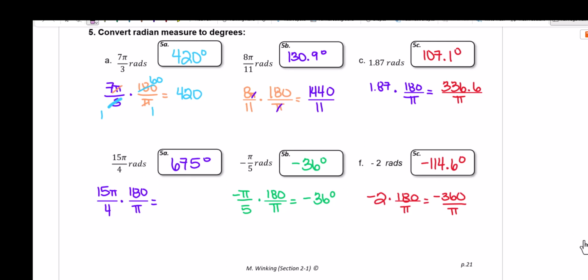And that's going to wrap it up for this video: the introduction to radians, what a radian is, and then how to convert between degrees and radians.